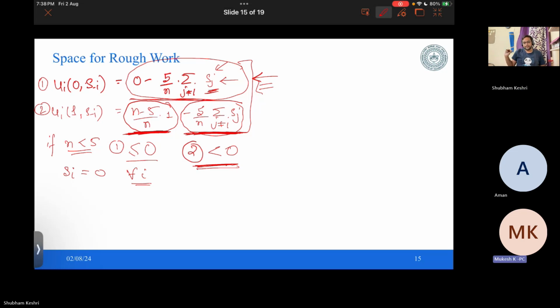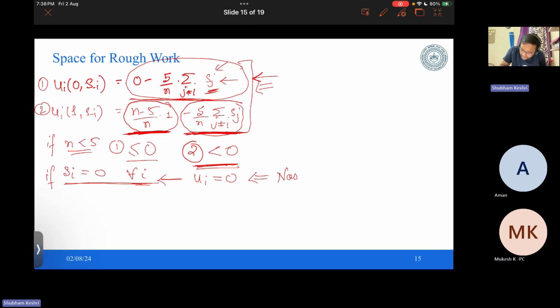Yeah. So we have to write Ui equal to 0 if all Si equal to 0, right? You have written Si equal to 0. Ui is equal to 0 for all Si equal to 0. Yes. So I was saying that Si will be 0 for all i. If Si is equal to 0 for all i, the utility will become 0. And that is the best response. That is a Nash equilibrium.